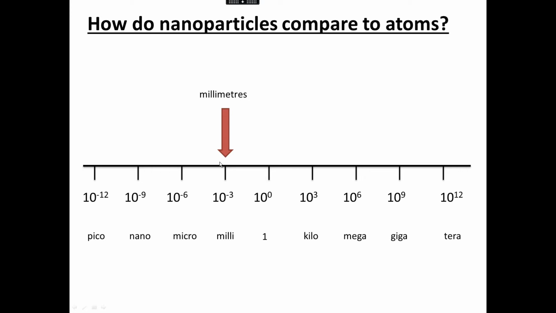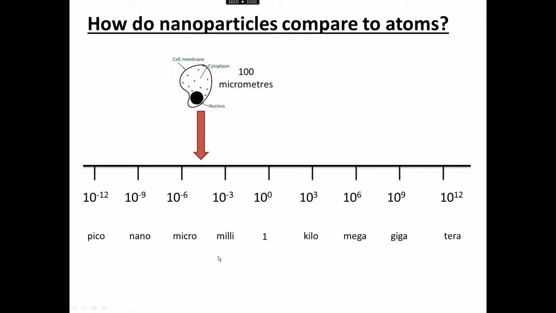We're going to be concentrating on the small end of the scale. So 10 to the minus 3, 1 divided by 1,000 is milli, as in millimeters. Micrometers would be 10 to the minus 6. And then we've got nano, 10 to the minus 9, and pico, 10 to the minus 12. Now a cell is somewhere around about here, around 10 to the minus 5, 10 to the minus 4, around 100 micrometers. Yeah, so about 1 times 10 to the minus 4.